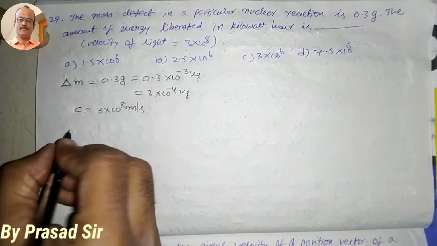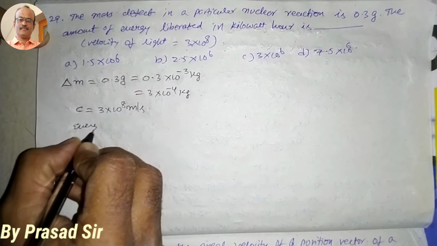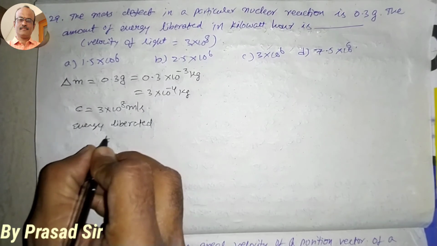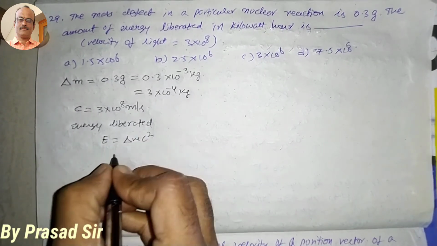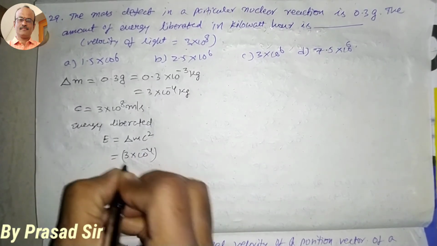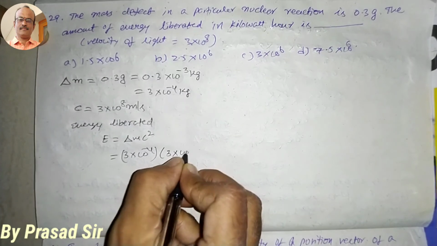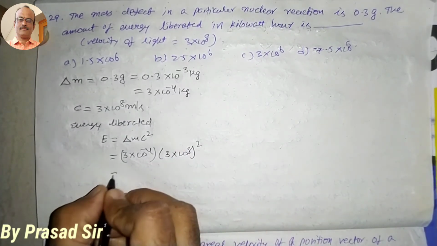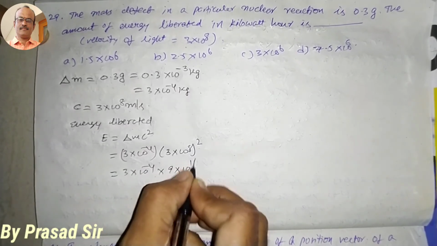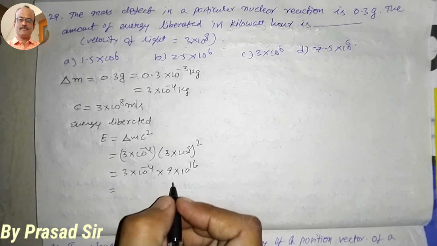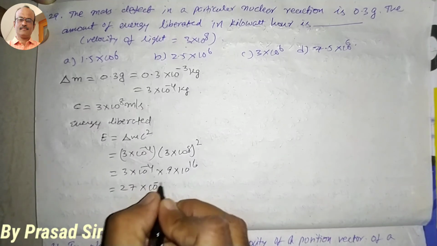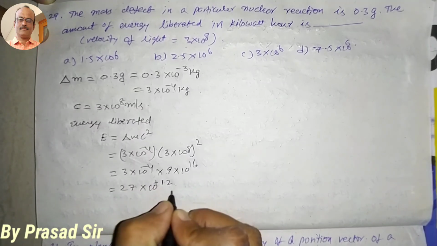But actually, energy liberated according to Einstein's mass energy equivalence, E is equal to delta M into C square. So what is delta M here? 3 into 10 to the power of minus 4 into C, 3 into 10 to the power of 8, whole square. That is 3 into 10 to the power of minus 4 into 9 into 10 to the power of 16. So 9 into 3 is 27 into 10 to the power of plus 12 joules.